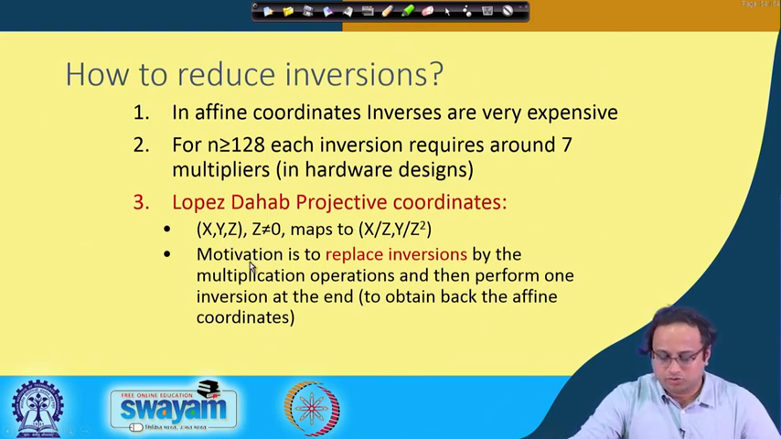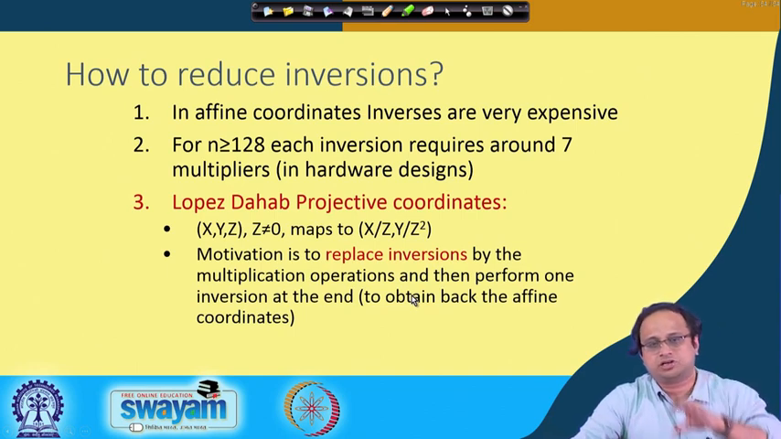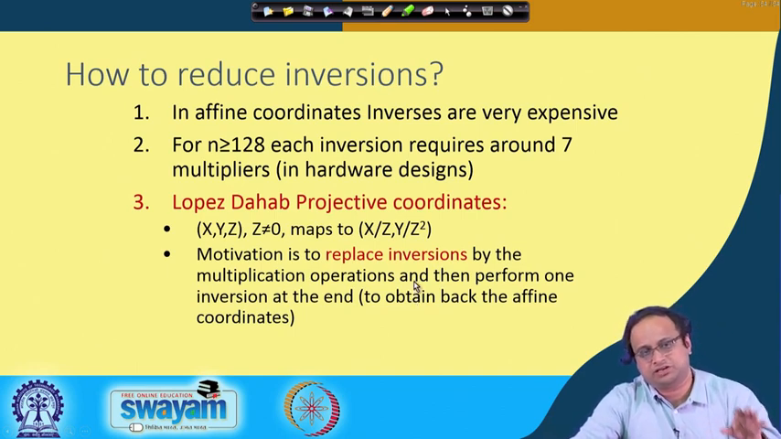Okay. So now this is my relationship: if I have a projective coordinate x, y comma z and I want to transform it into the affine coordinates, then I just calculate x by z and y by z square. The motivation, as I am saying, is to replace inversions by multiplication operations, and then perform one inversion at the end. So that means the entire operation will be done only with multiplications and additions, but no inversions. But finally, there will be one inversion which is required to bring the result back from the projective coordinates to the affine coordinate system. Okay.